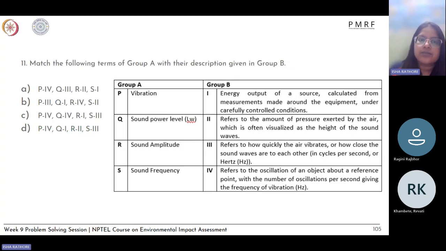So match the following terms of group A with the description given in group B. So these are all terms we looked at in the noise assessment lecture. So we have all terms relating to noise parameters. And in group B, we have their descriptions or definitions.